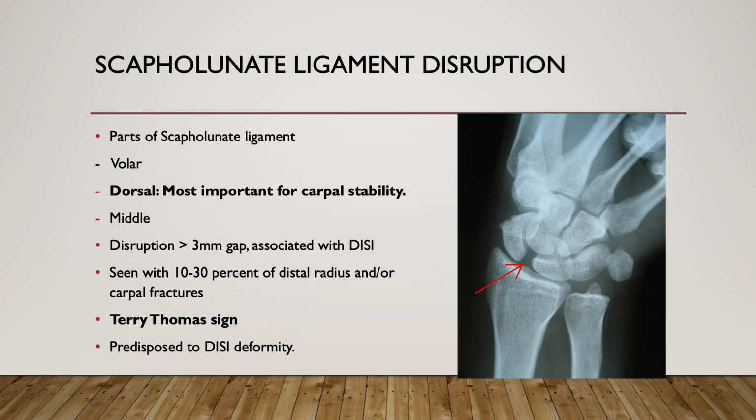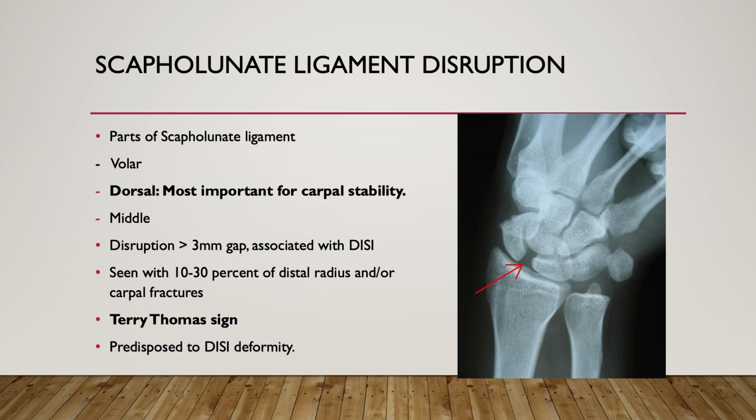Now we move on to scapholunate ligament disruption. As you can see, there is a very famous sign known as the Terry Thomas sign. This is the scaphoid, this is the lunate, and this is the scapholunate ligament, right? There is supposed to be a scapholunate ligament. Since we cannot see the ligaments on radiographs, we can assume that they are torn when the bones move apart from each other, which are supposed to be together due to the ligament. Here we can see there is an increased space; approximately a 3 mm gap is acceptable before we say there is an injury.